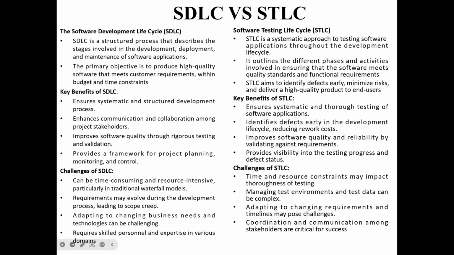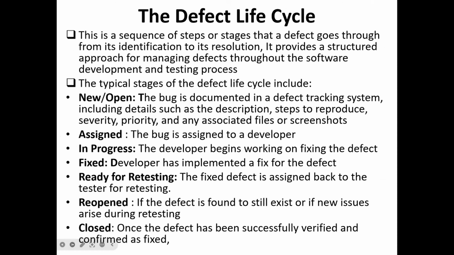So the stages of the defect life cycle include the open, where the defect is newly identified. Then we have the assigned, when the defect is assigned to a developer to work on. We have in progress when the developer started working on it. So basically, those are the states of the bug.